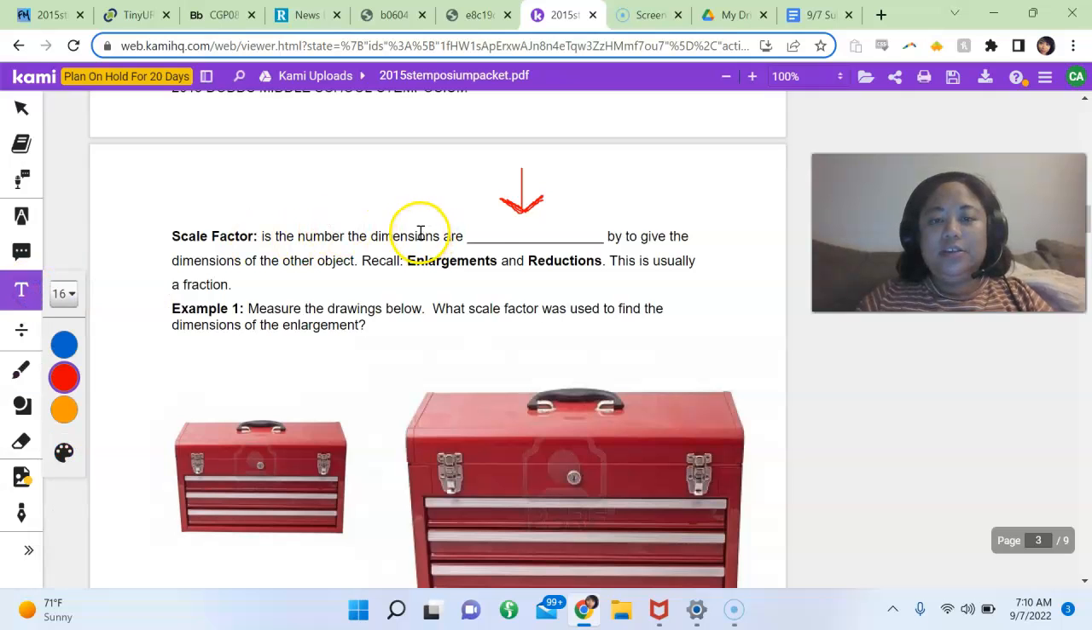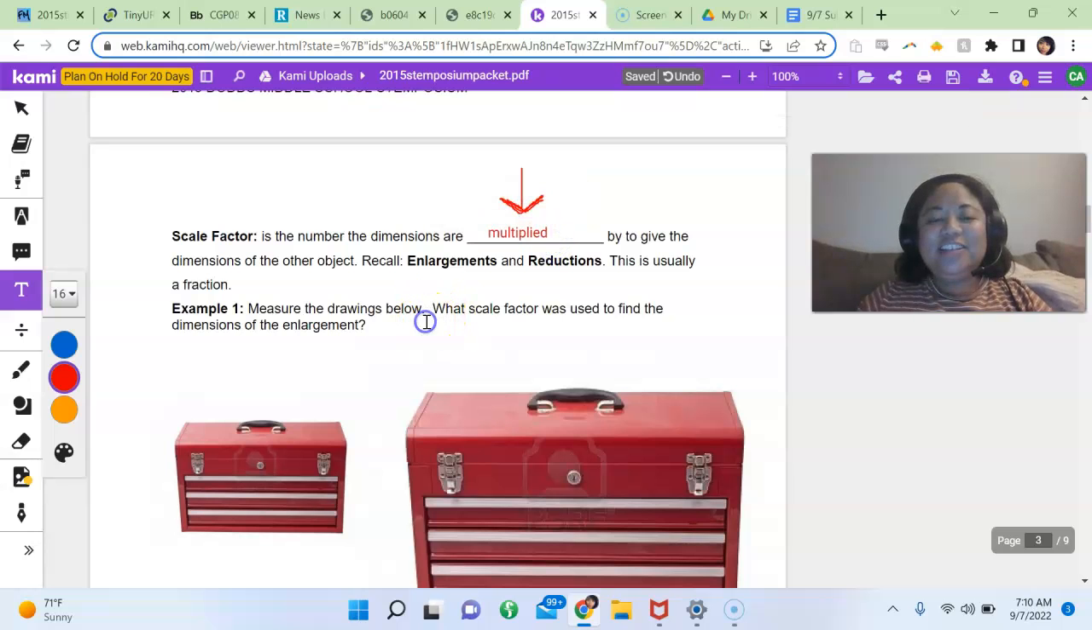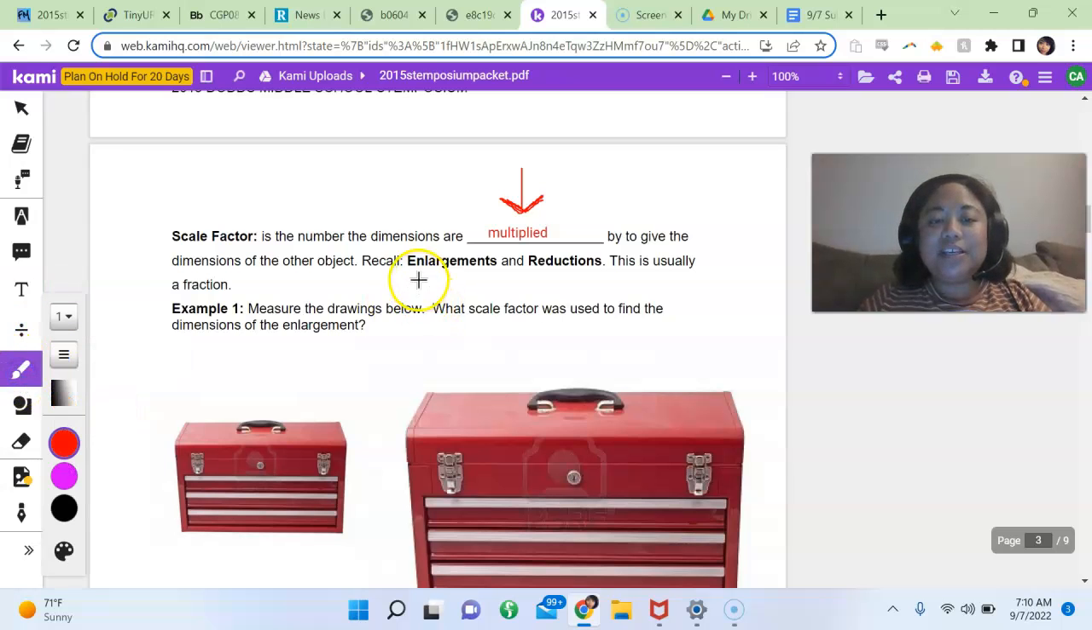All right. So the answer here is scale factor is the number the dimensions are multiplied by. Did you get it right? It's okay if you didn't. We're reviewing. But you take your scale factor is the number that you multiply by to get the dimensions of the other object. And remember, we reviewed this yesterday, enlargements and reductions.